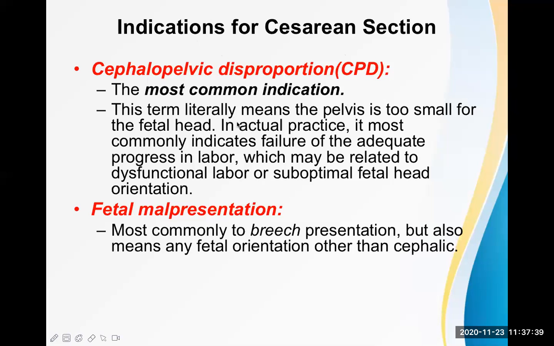This term literally means the pelvis is too small for the fetal head. In actual practice, it commonly indicates the failure of adequate progress in labor, which may be related to dysfunctional labor or suboptimal fetal head orientation. This is how we identify there is a cephalopelvic disproportion. There is no engagement of the fetal head, number one. Number two, there is a good contraction of the uterus, but the fetus is not coming downward, and the occipital anterior position is not going to develop, means there is no rotation of the fetal head. All these are important indicators of CPD. And before the delivery, this has to be diagnosed by diagonal conjugate measurement. That is the most important way.